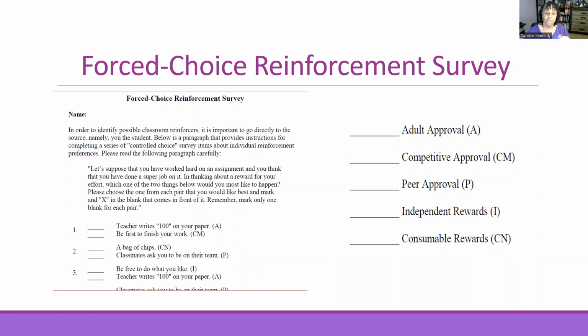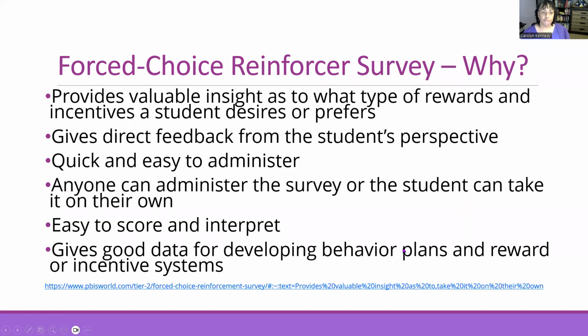It's lost its appeal. So if consumable rewards is something that works for me, then once I've had those Jolly Ranchers and I'm tired of them, you might switch to something else within that same consumable rewards category. So it's about looking at the category instead of a specific type of candy or a specific person or using the iPad. It's about looking at, do we prefer independent rewards? Do we prefer peer approval, competitive approval? What is it that we prefer?